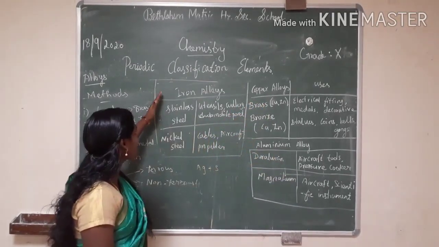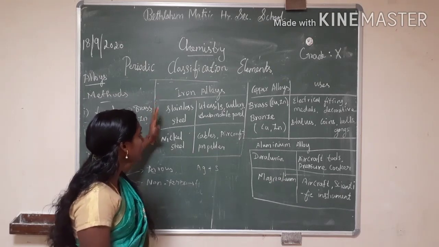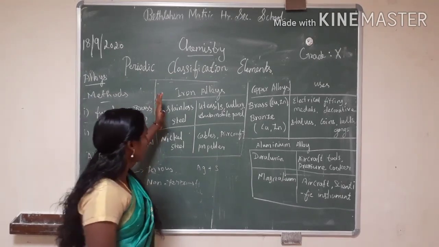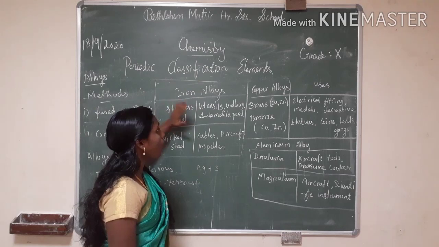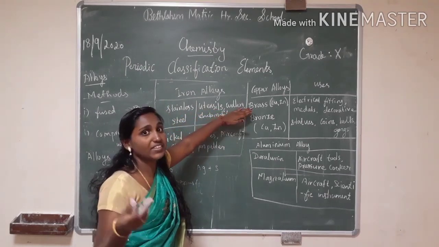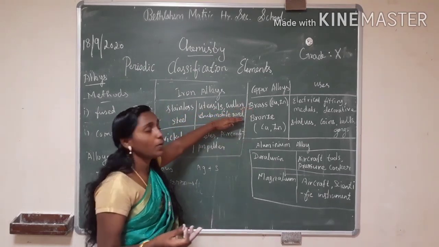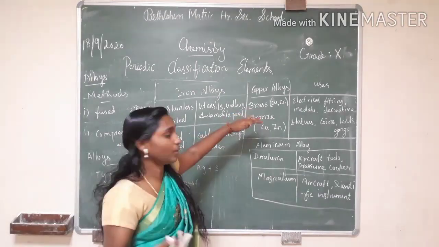First we can see the iron alloys, stainless steel and nickel steel. The stainless steel is used for home utensils, cutlery, knives, scissors, these things. Then automobile parts. Automobile parts means vehicle parts.